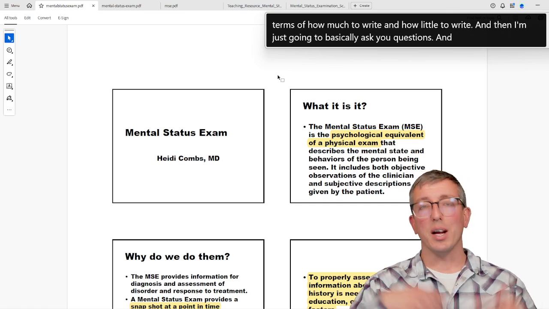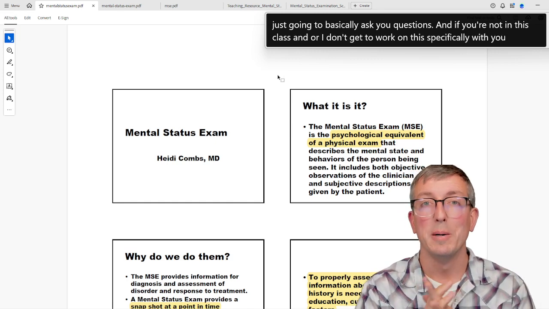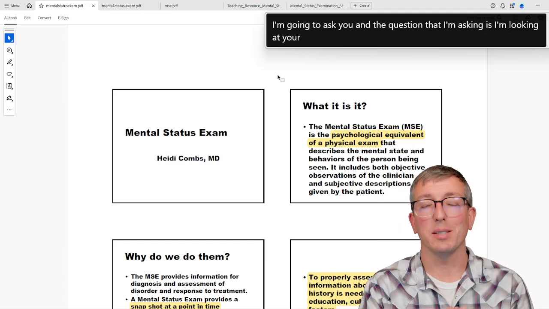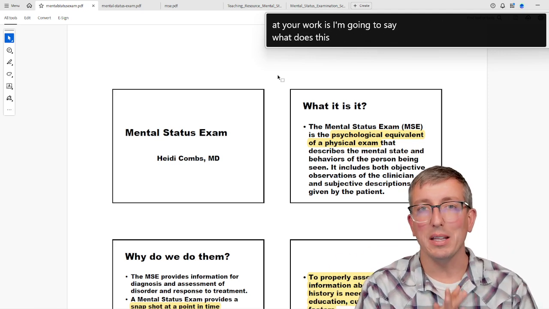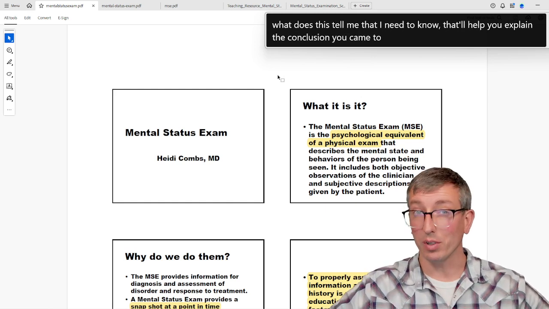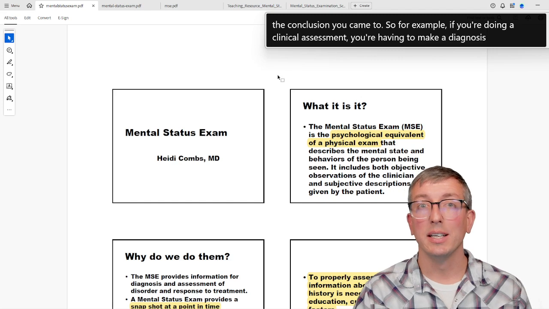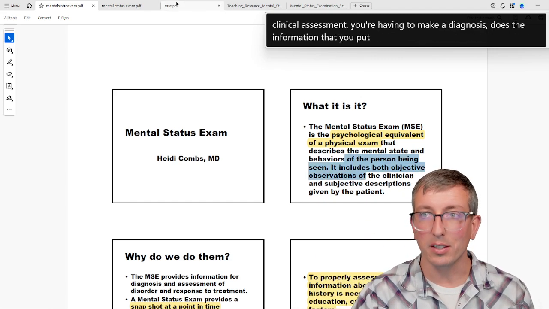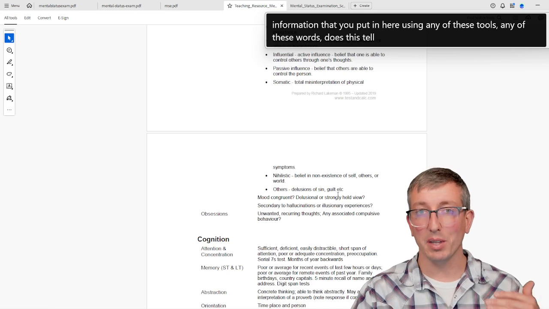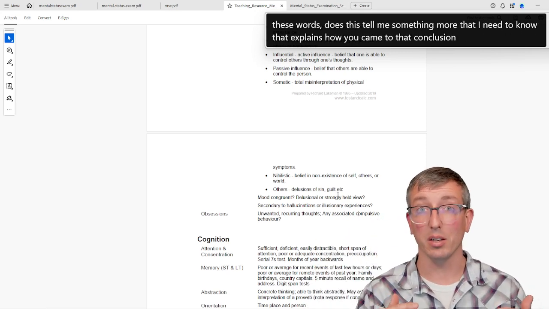And if you're not in this class, or I don't get to work on this specifically with you, the question that I'm asking as I'm looking at your work is: what does this tell me that I need to know that'll help you explain the conclusion you came to? For example, if you're doing a clinical assessment and having to make a diagnosis, does the information that you put in here, using any of these tools, any of these words, tell me something more that I need to know that explains how you came to that conclusion in your diagnosis?